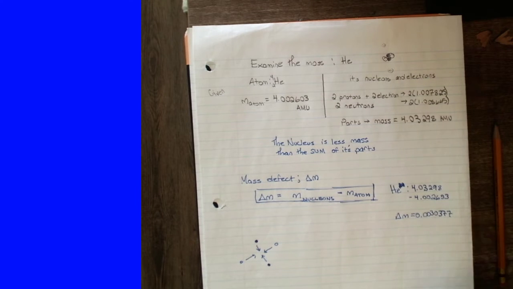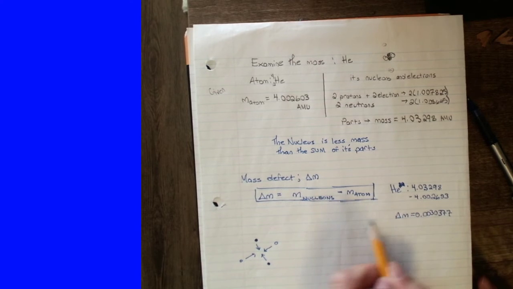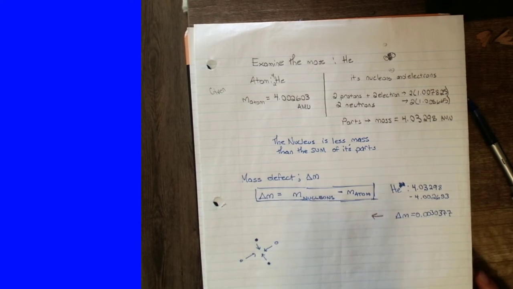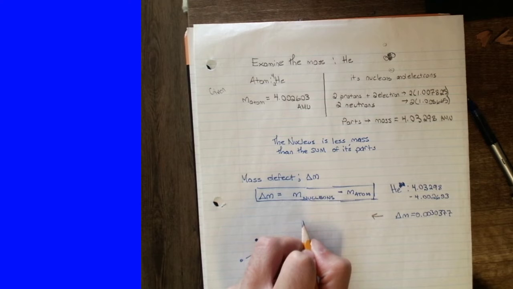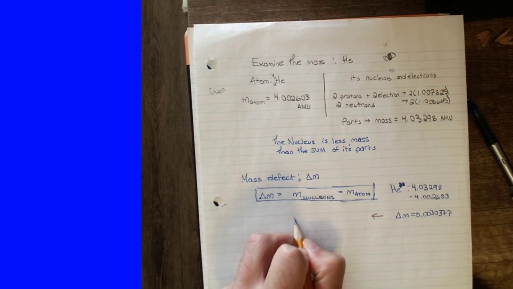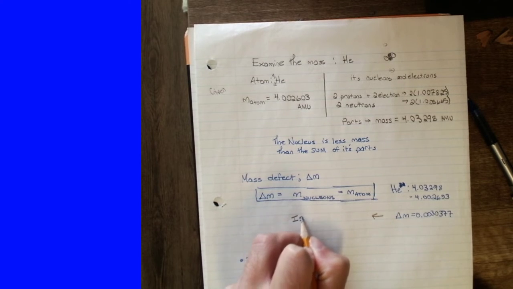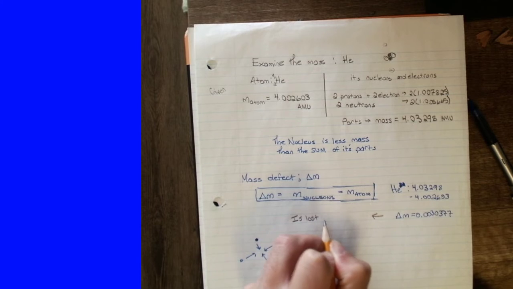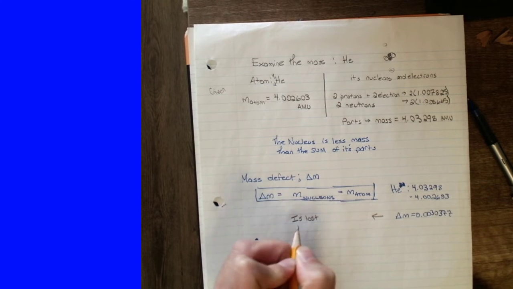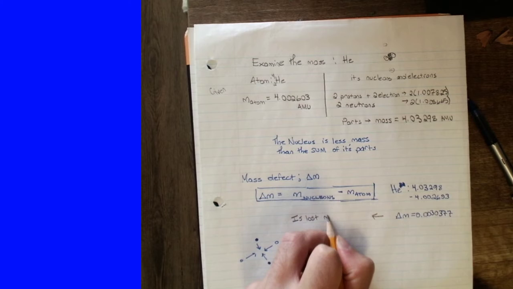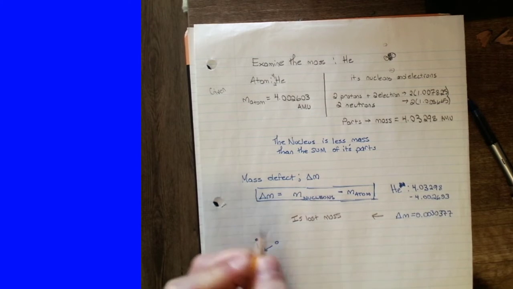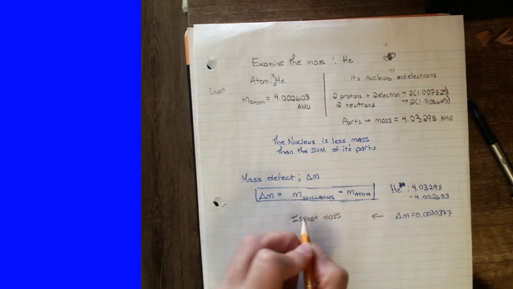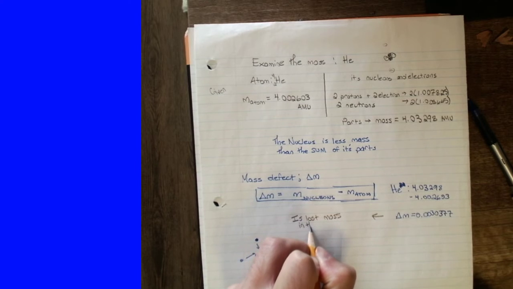This was kind of the idea. The very act that we bring the nucleus together somehow sheds a little bit of mass. This mass that gets shed is a little bit different, though. This mass defect is lost. This is lost mass in the form of energy.